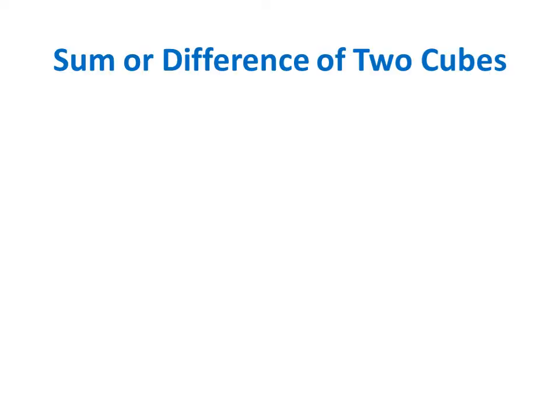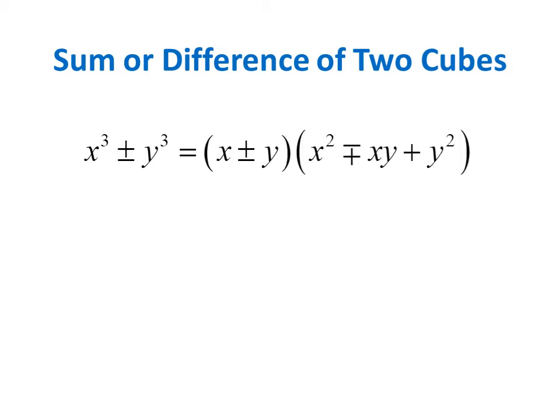In this video, we will learn how to factor the sum or difference of two cubes. Now, this equation is not easy to derive, so we just have to memorize this one. On the left side, we have the sum or difference of two cubes. So take note, both terms are perfect cubes, meaning for each term we can get a cube root.